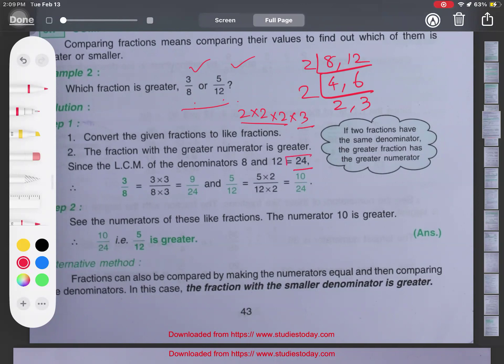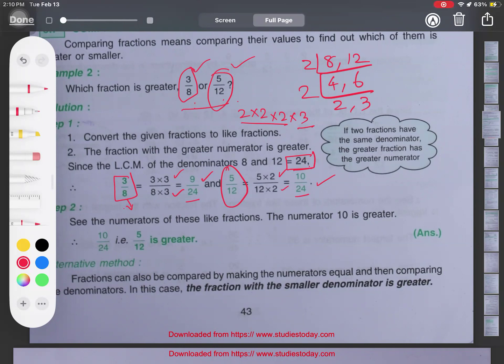What you have to do after that: consider the first fraction. In the denominator, 8 is there. Divide 24 by 8. That's 3. Then multiply 3 in the numerator as well as in the denominator. That will give you 9 by 24. Then consider the second fraction. What is there in the denominator? 12. You have to divide 24 by 12, so that will be 2. Multiply 2 in both the numerator and denominator, then that will be the equivalent fraction.